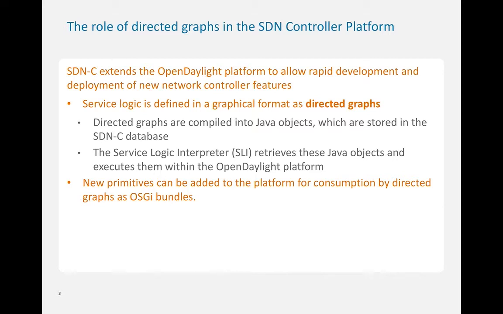The directed graphs are then compiled into Java objects which are stored in the SDN controller database. And the service logic interpreter is able to retrieve these Java objects and execute them within the Open Daylight platform. If new primitives are needed, they can be added to the platform for consumption by directed graphs in the form of OSGI bundles.